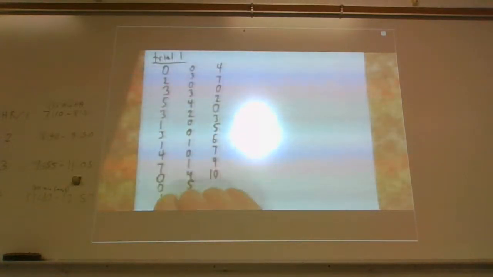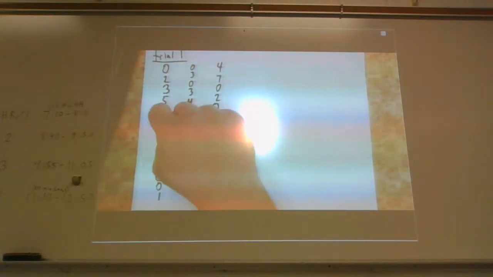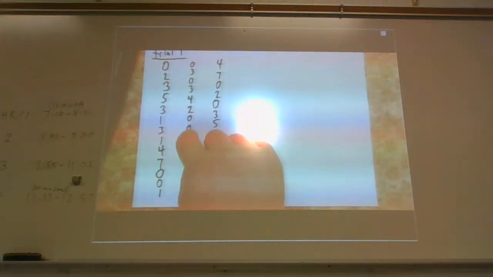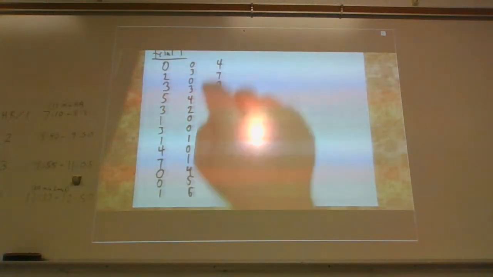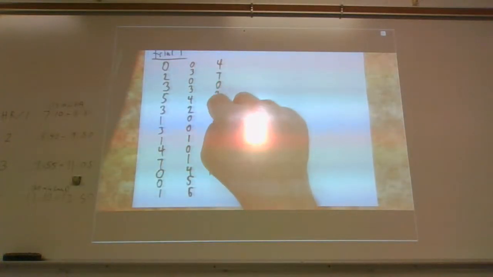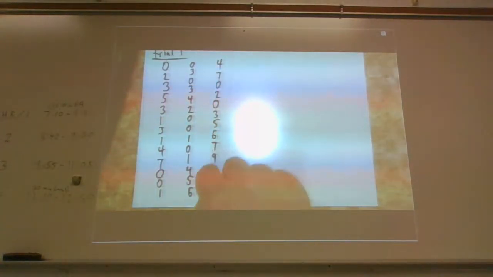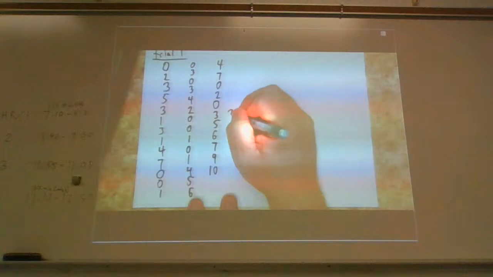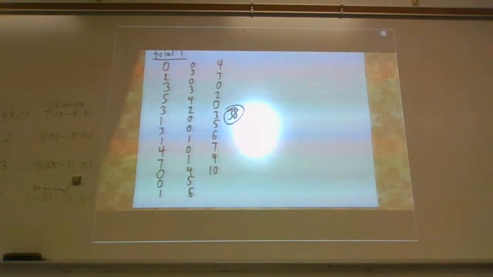Let's see. 1, 2, 3, 4, 5, 6, 7, 8, 9, 10, 11, 12, 13, 14, 15, 16, 17, 18, 19, 20, 21, 22, 23, 24, 25, 26, 27, 28, 29, 30, 31, 32, 33, 34, 35, 36, 37, 38. I tied the record. Yesterday and the day before, the record was 38. That's my response variable for my first trial.